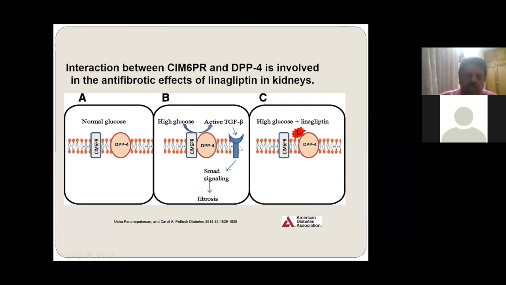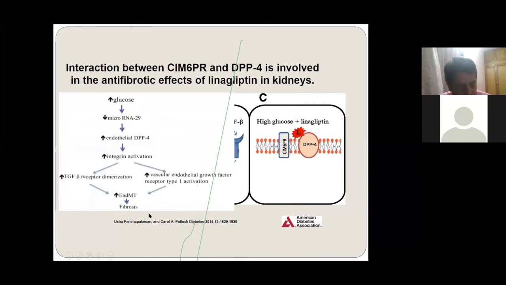You all know TGF-beta stimulation leads to SMAD activation and fibrosis. When you use the blockade of DPP-4, all these drugs separate again as in normal glucose control, and they reduce the activation of TGF-beta, hence it will be reduced. So the glucose increase leads to reduction in the mRNAs and increases the endothelial DPP-4.